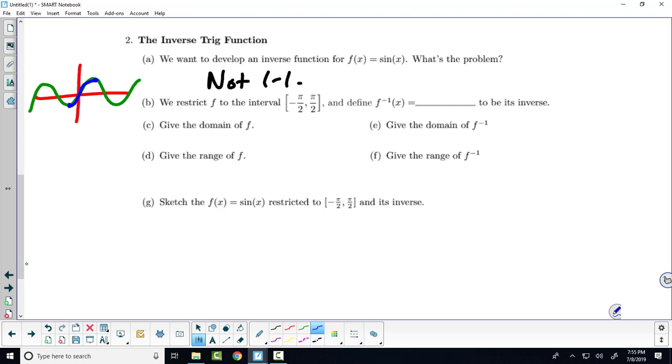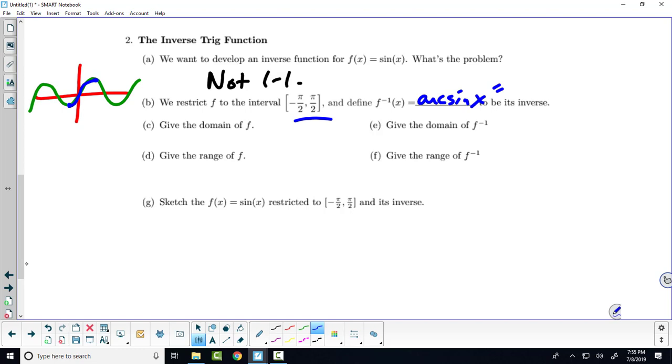Okay? So what's our restricted domain? Our restricted domain is from minus pi over 2 to pi over 2. Now this graph passes the horizontal line test. Now it's 1 to 1. So now we can define the inverse of not the entire sine function, but just this segment here. So we define f inverse of x to be the arc sine of x. That's its inverse.